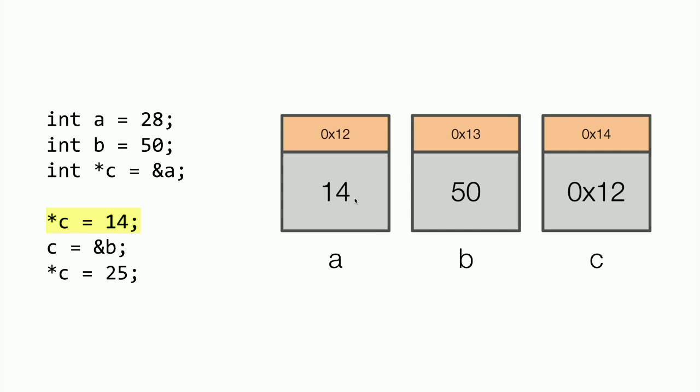Okay. And then this next line, we have C equals ampersand B. So I'm reassigning C's value to the address of B. So we can see that here, it's now changed to 0x13. Okay. And then this final line, we have star C equals 25. So similar to what we just saw, I'm going to go to the address stored at C. So go to 0x13, and then set that to 25.